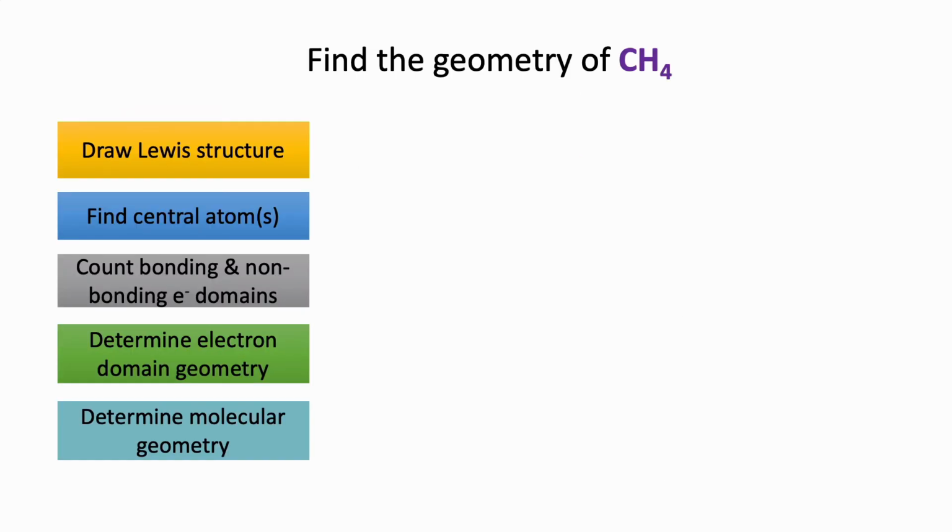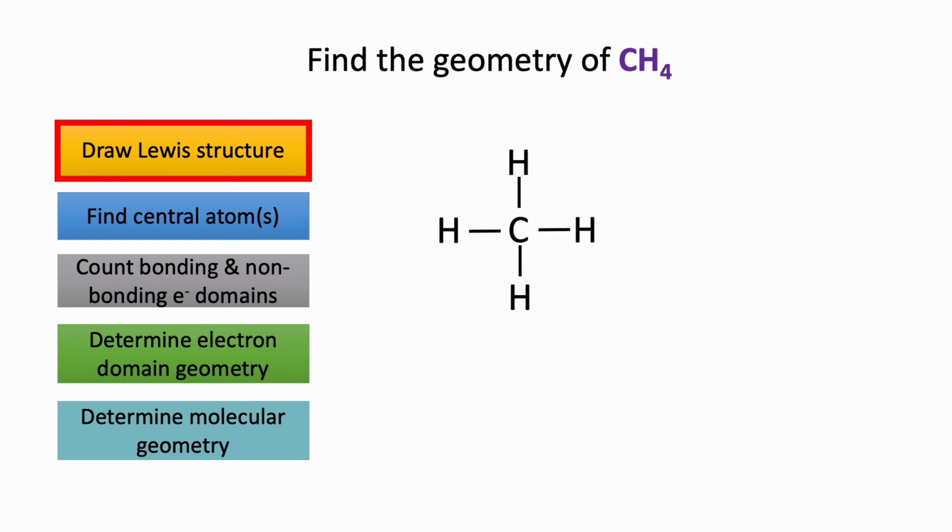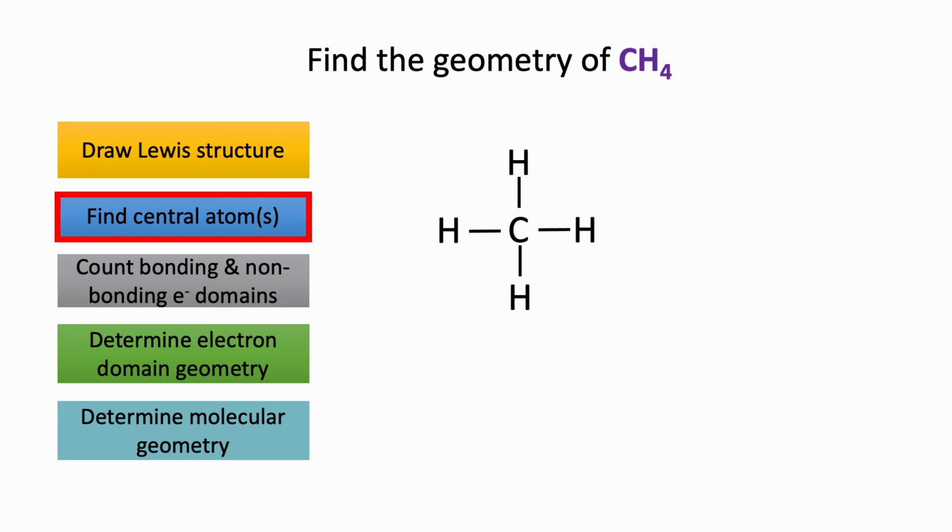Okay, so what we're going to do is find the geometry of a molecule we've talked about in regards to bonding, and that is methane, CH4. So our first step is to draw the Lewis structure. And I'm just going to go ahead and draw the Lewis structures for you in this video. If you want, you can take the time to pause the video and do those Lewis structures yourself, just to double check my work. Next, we find the central atom. There is only one here, and that is carbon.